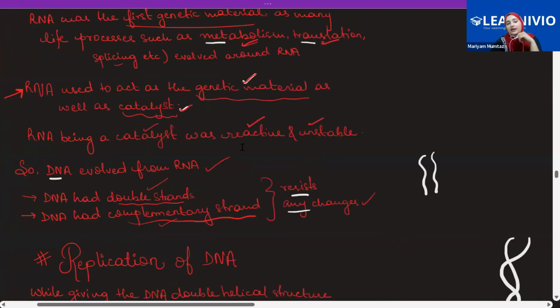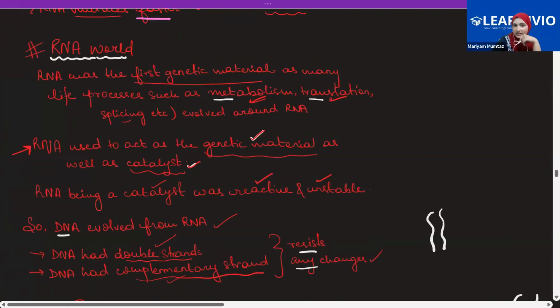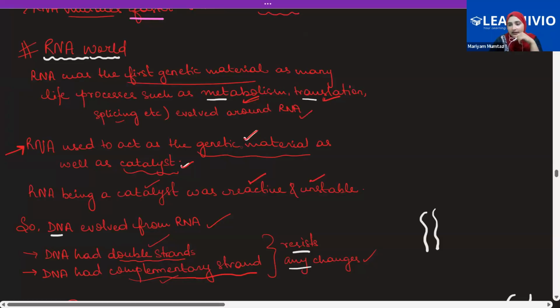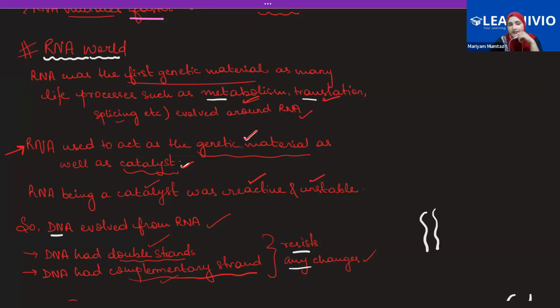Now, talking about the RNA world. RNA was in fact the first genetic material because many life processes such as metabolism, then processes at molecular level such as translation, all of these things evolved around the RNA. So it is believed that RNA was the first genetic material.